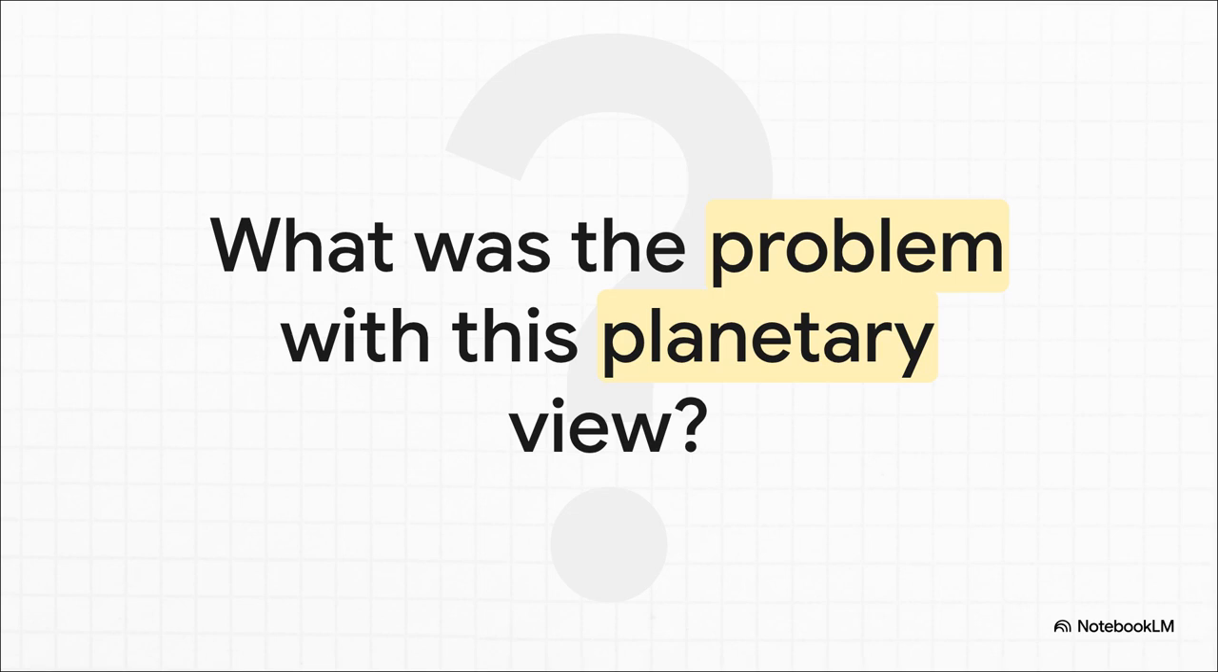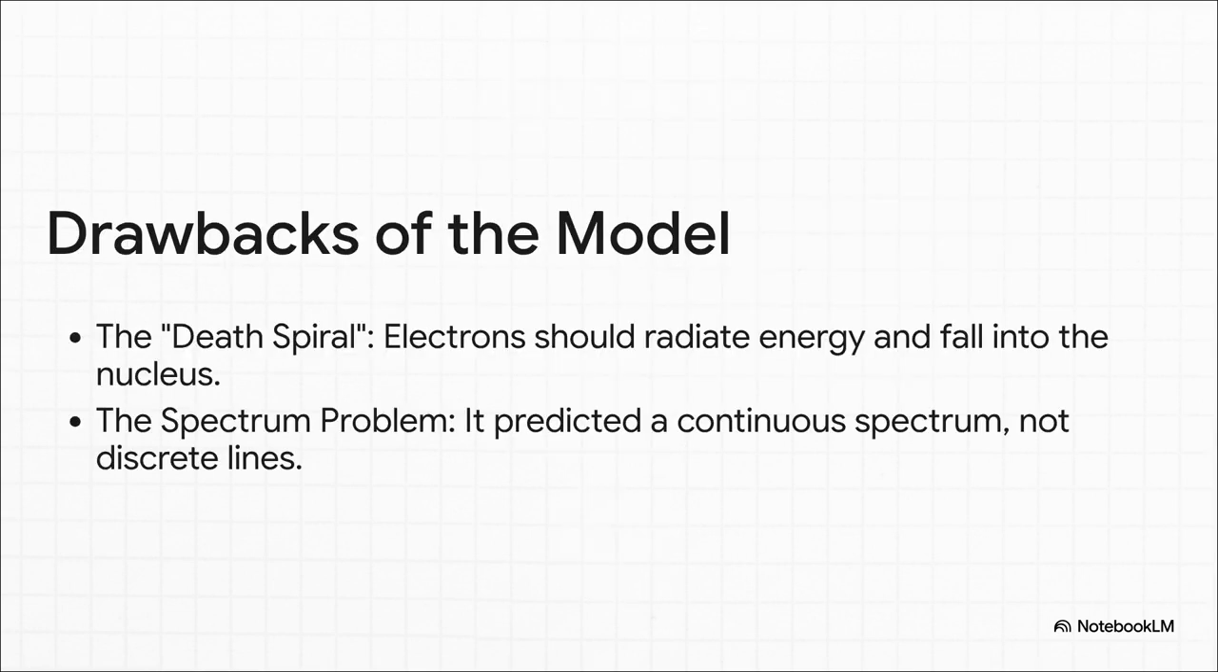Actually, two of them. According to the physics everyone knew at the time, this kind of atom shouldn't even be able to exist. Okay, problem number one, the death spiral. Classical physics says that an electron whipping around a nucleus should be constantly giving off energy. And if it's losing energy, it's slowing down. And it would spiral right into the nucleus in less than a blink of an eye.